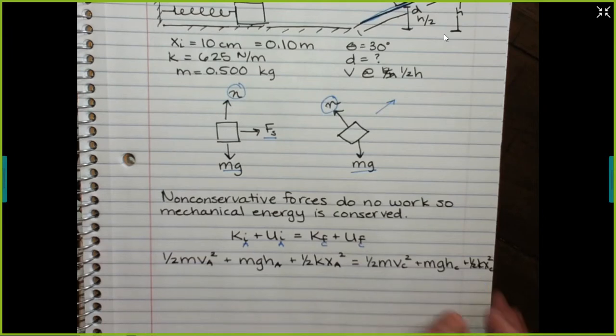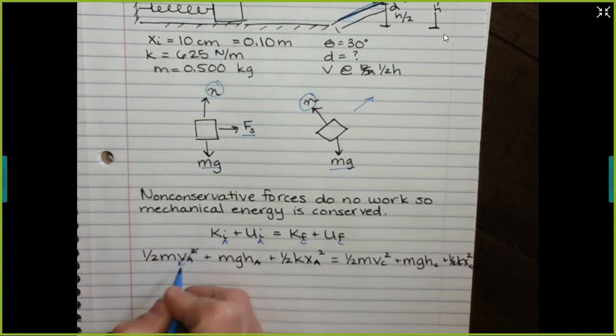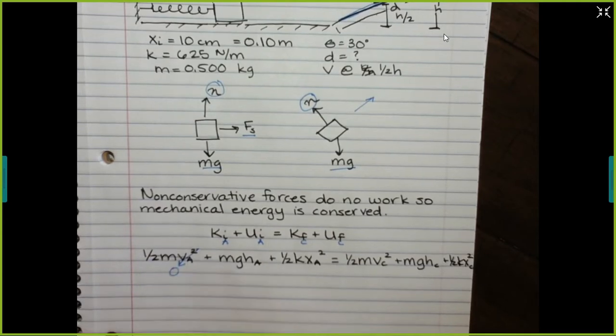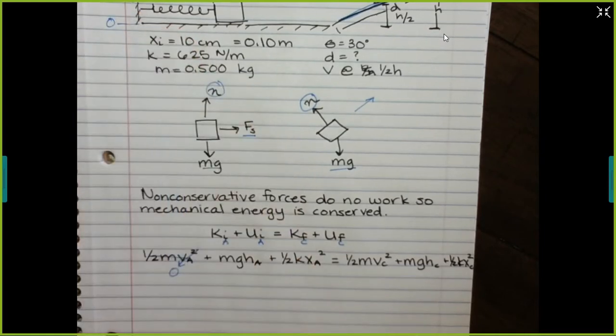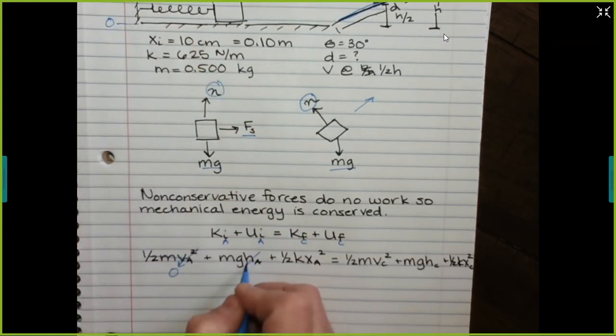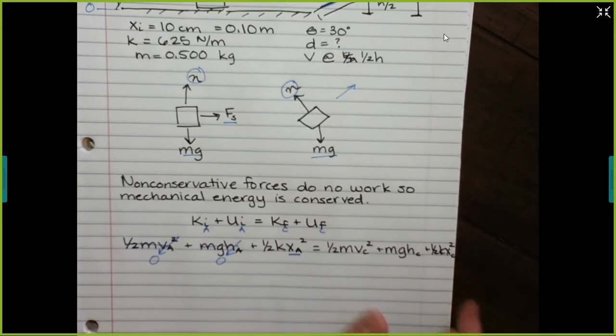Same thing over here. Now I'm going to ask myself, do any of these go to zero? A lot of them go to zero. This guy starts at rest, so that's zero, and then that whole term is zero, so we don't have to worry about it. The height is zero if I call the ground level my zero position. So this whole term goes to zero. We do have a compression, right? We're compressed 0.1 meters. So this one is not zero.